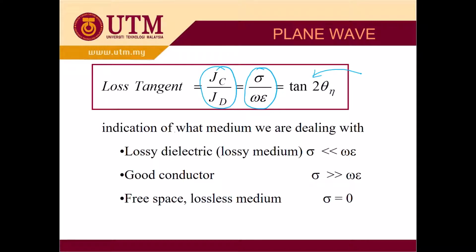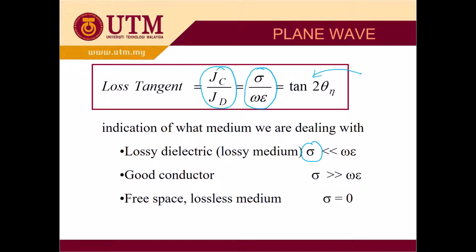It is an indication of what medium we are dealing with, because different media have different properties. For example, we have the lossy medium, or as we also say, a lossy dielectric. So we have a small value of sigma. When we have a small value of sigma, that means there is a leakage conduction current, so it has a loss. When there is a conduction current, there is a loss, for example, the loss in terms of heat energy.